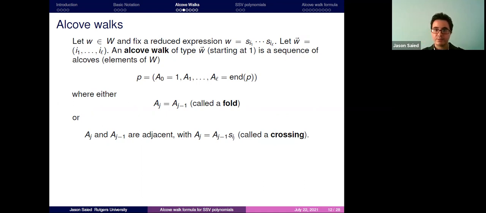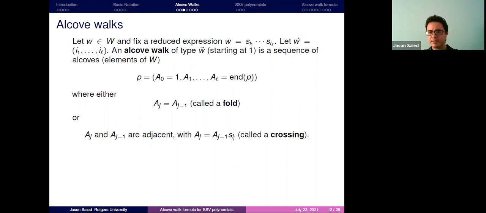The defining condition for being an alcove walk is that in each step, either it's the same as the previous step, which we call a fold, or they're adjacent to one another. But we don't just want them to be adjacent. We need this adjacency to know something about this Weyl group element that we started with. So in particular, what we say is that A_j is A_{j-1} times S_{ij}. Remember, we're interpreting this alcove as a Weyl group element, so this is right multiplication of that Weyl group element by S_{ij}. And we call this a crossing.